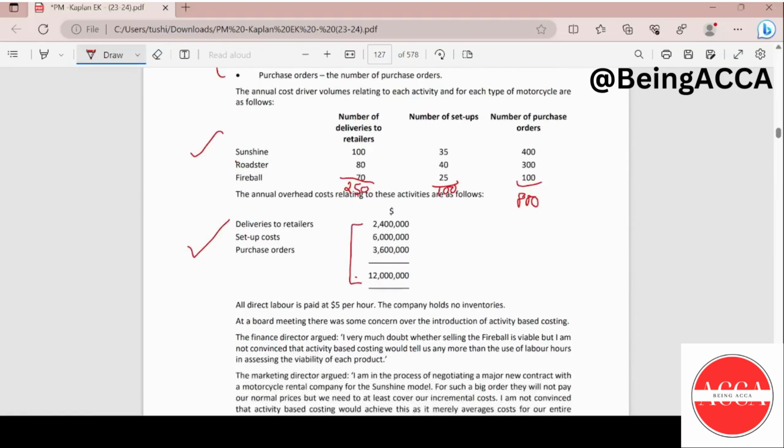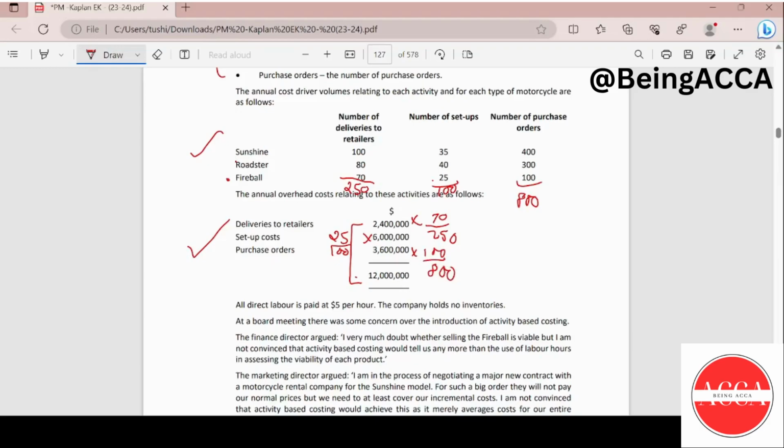Now I need to find out the overhead cost for the Fireball product. For deliveries to retailers, this is the total cost. I'm going to multiply this by 70, because that is the number of deliveries for the Fireball product, and divide it by the total number of deliveries, which was 250. Then for setup costs, Fireball has 25 setups, so 25 by 100. And similarly for purchase orders, this is going to be 100 divided by 800. This is how I can find out the allocation.